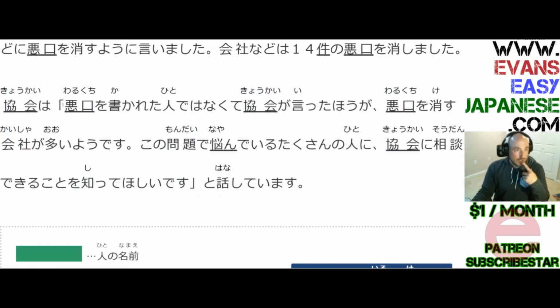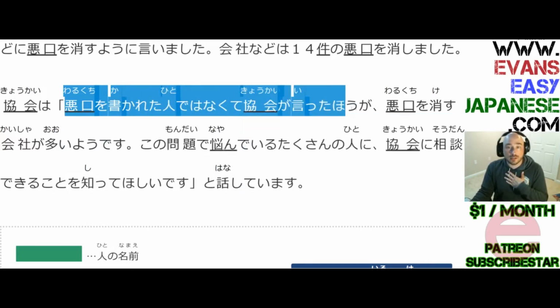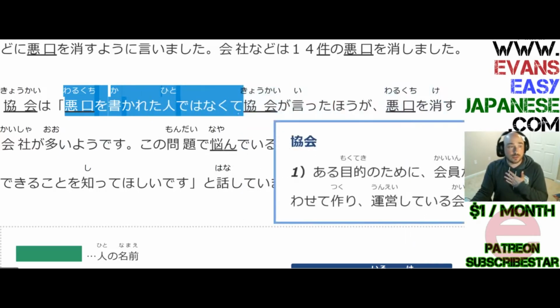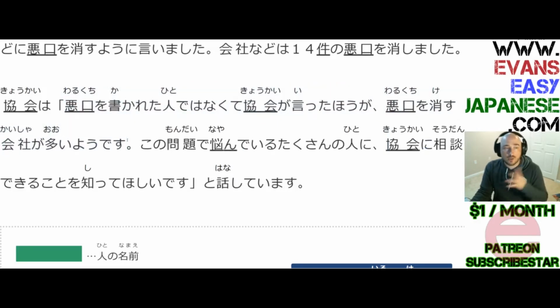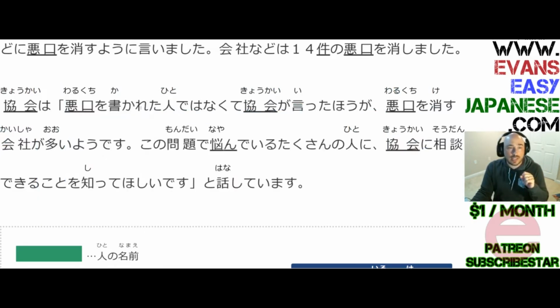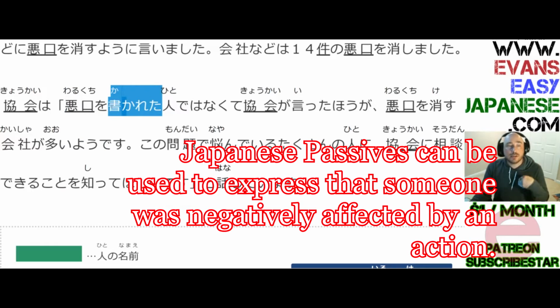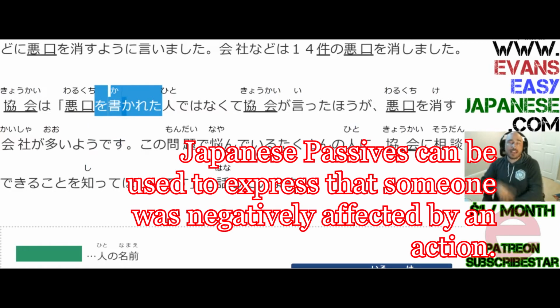So here we go. 悪口を書かれた人ではなくて協会が言った方が悪口を消す会社が多いようです. All right. So this is a very interesting sentence. Here we go. 悪口を書かれた人. Notice how we have the verb 書かれた going into 人. 書かれた is, we use this because notice that it's usually the passive. Again, we talked about this already.